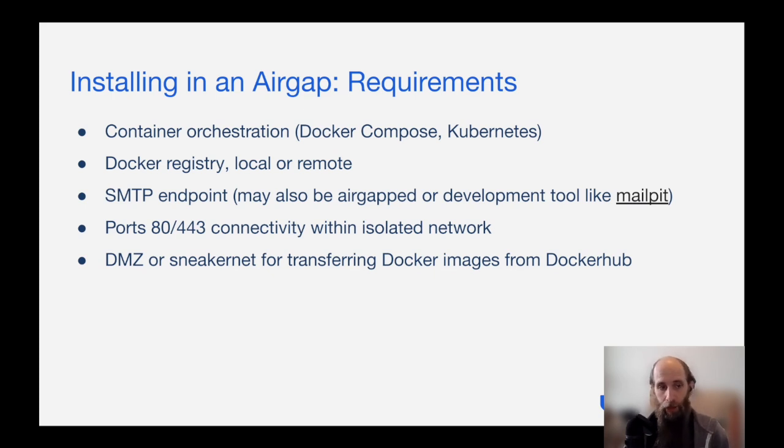Within that isolated network, you will need connectivity on ports 80 and 443, depending on any additional integrations that you have with your Bitwarden server, for example, OIDC for login with SSO. You may need some additional firewall rules, but the bare minimum is going to be 80 and 443 within that network. And then some sort of DMZ or sneakernet for transferring Docker images in from where we publish them on Docker Hub.